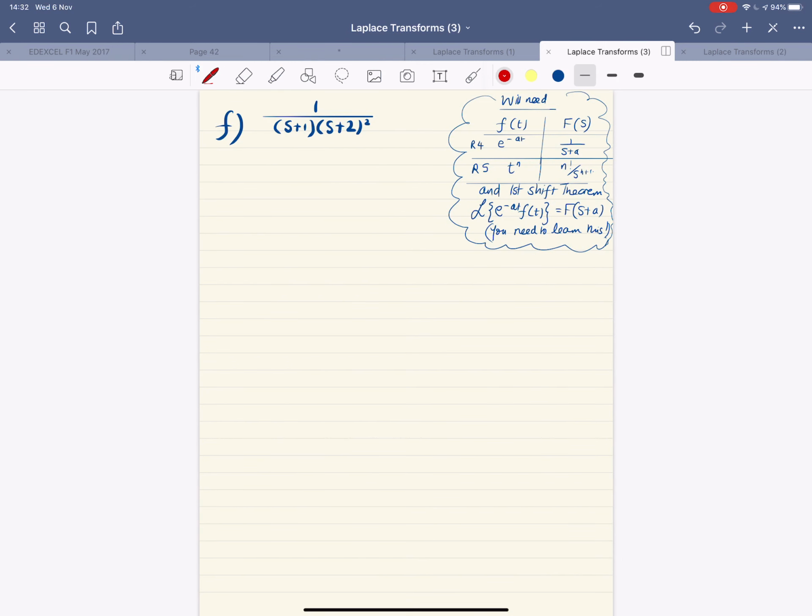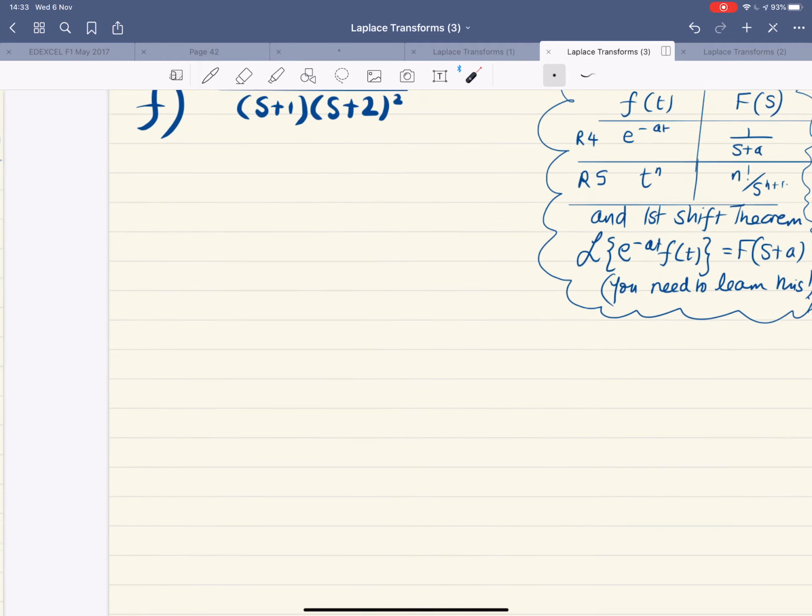So finally, we've got F now. Again, I've pulled out the rules that we are going to use, because I've worked out the answer before doing this. The rules we're going to use: row 4 comes into it, row 5 comes into it, but also the first shift theorem, which came up in question 1. And you need to learn this: the Laplace of e to the minus at times f of t is f of s plus a. So the a goes there. We're going to use that for part of this.